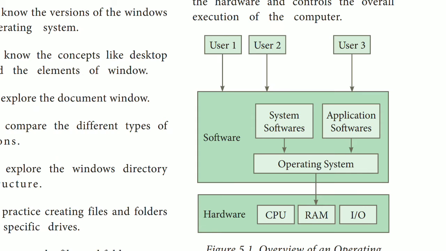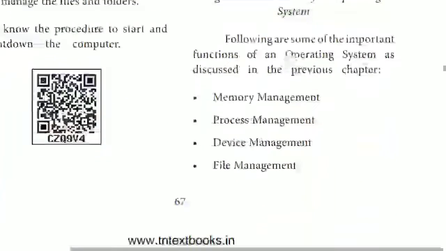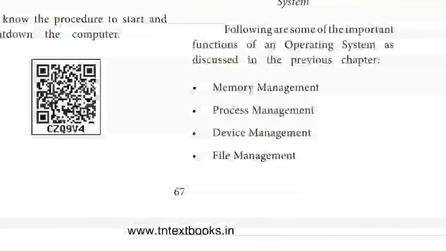A number of system software and application software use the operating system to get connected to the CPU, RAM, and IO. IO means input output devices, such as keyboard, mouse, printer, and display units such as monitors, projectors, etc.